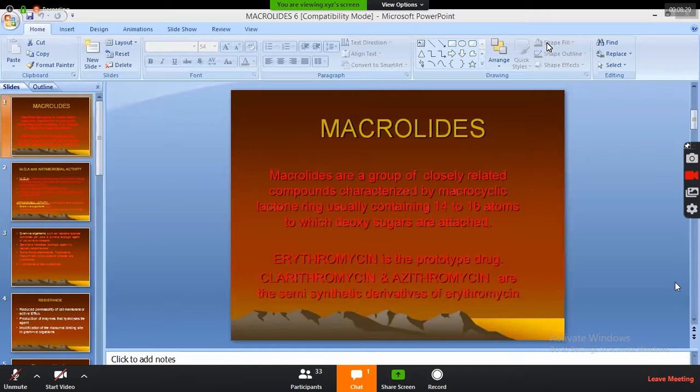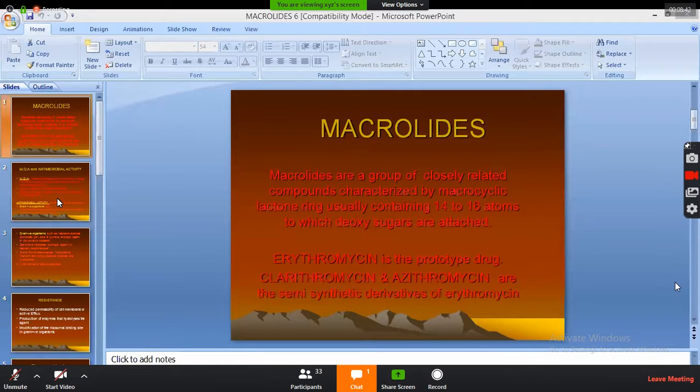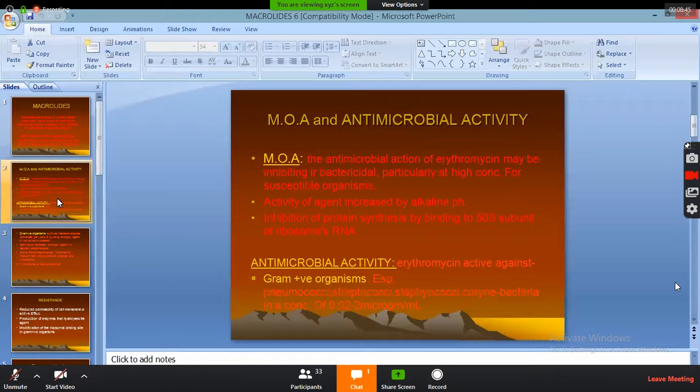So in this group, in macrolides, we have drugs which are commonly known as erythromycin, azithromycin, clarithromycin, fluxidomycin, and telithromycin. So these are the agents which are grouped together which have common properties. They are grouped and together known as macrolides.